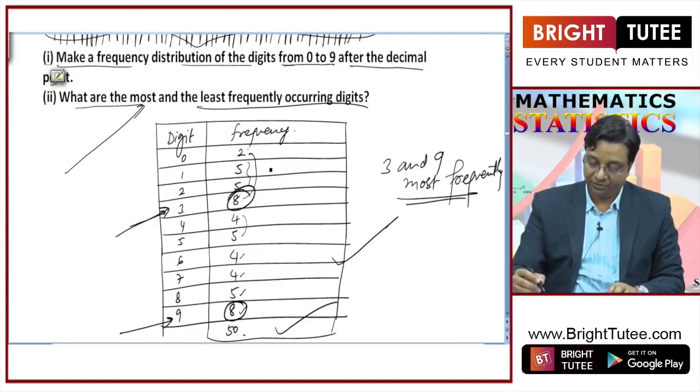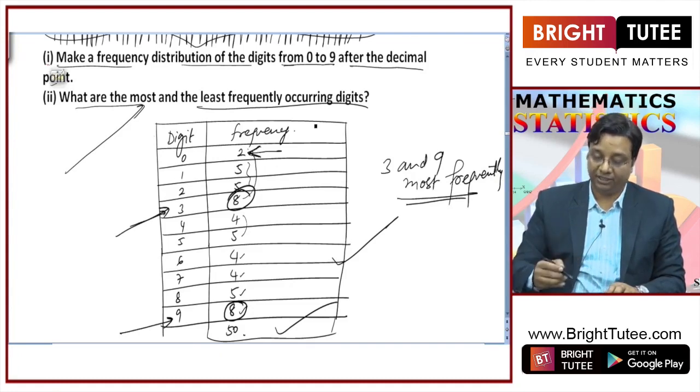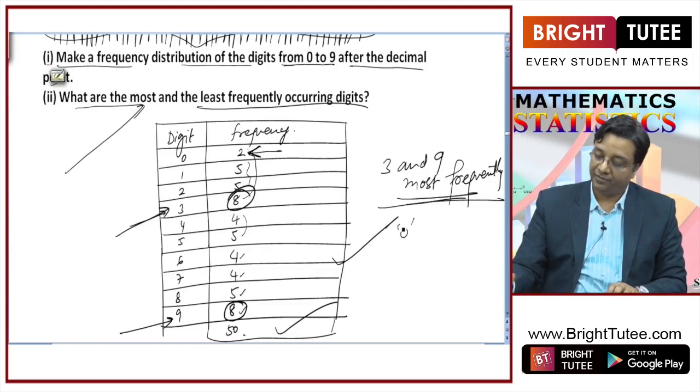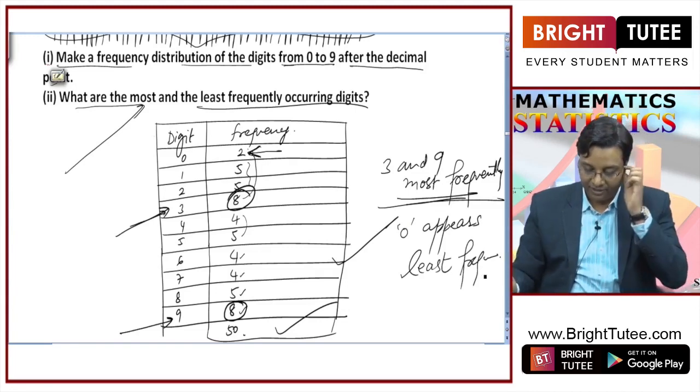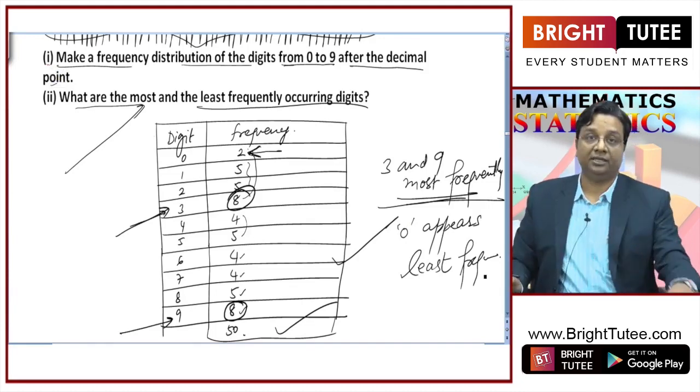And what is the least frequency here? 2. So the number with least frequency is 0. The digit 0 appears least frequently, right? So this is how you will interpret this data.